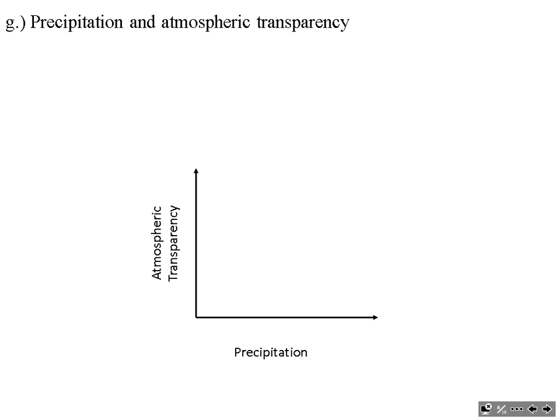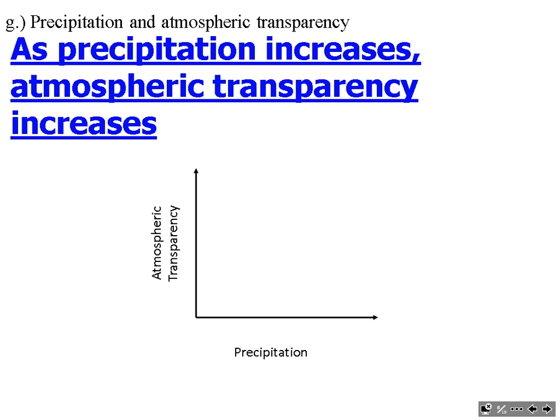Our seventh relationship is precipitation and atmospheric transparency, or how clear the atmosphere is. So something to think of is, remember that water vapor condenses and clings to dust particles or condensation nuclei in the atmosphere. So when it rains, all that dust falls to the surface of the earth with the water droplets. So essentially, as your precipitation increases, your atmospheric transparency increases. So precipitation essentially cleans the atmosphere because it removes the dust particles.